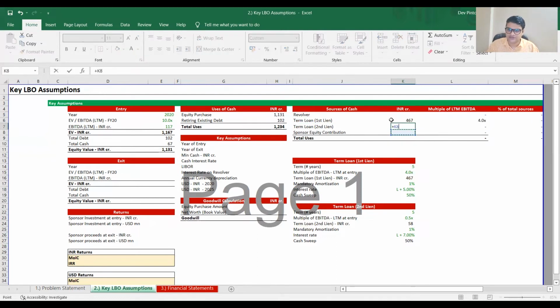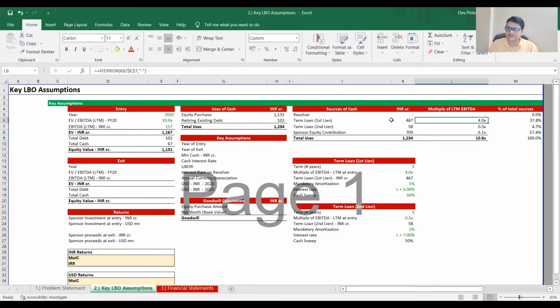This much here. This much here. Revolver, we've not been given any assumption. So let's assume when we buy this company out, there's going to be no revolver balance that we draw down at the time of acquisition. Let's just make this 0. And what are the total uses? They have to match total sources, right? This number has to be equal to this number, which basically means this number will just be a plug. Then it will be this minus sum of this, right?